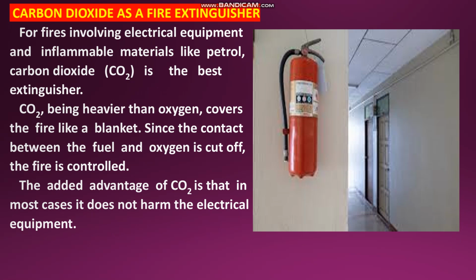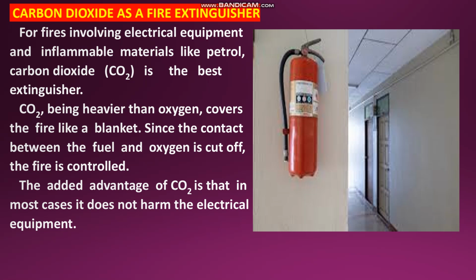So in such cases, what will we use to extinguish the fire? We can use carbon dioxide. For fires involving electrical equipment and inflammable materials like petrol, carbon dioxide is the best extinguisher. Carbon dioxide, being heavier than oxygen, covers the fire like a blanket. Since the contact between the fuel and oxygen is cut off, the fire is controlled.